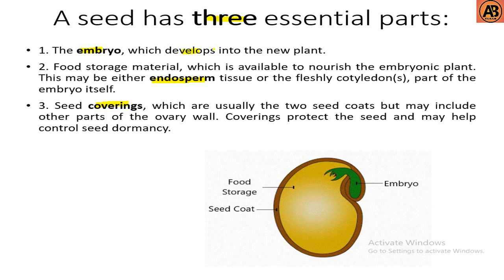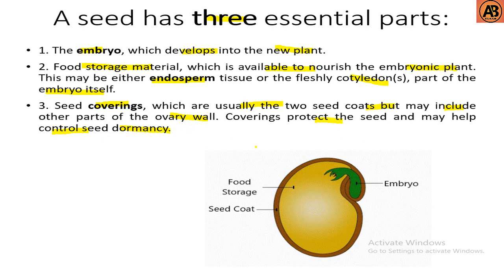The embryo develops into the new plant. The second part is food storage material, which is available to nourish the embryonic plant. This may be either endosperm tissue or the cotyledons, part of the embryo itself. Seed coverings are usually two seed coats but may include other parts of the ovary. Coverings protect the seed and may help control seed dormancy.